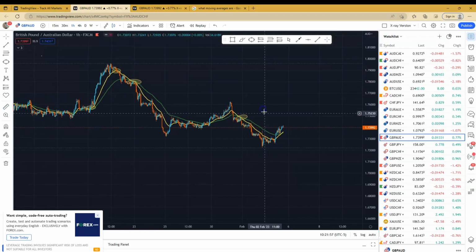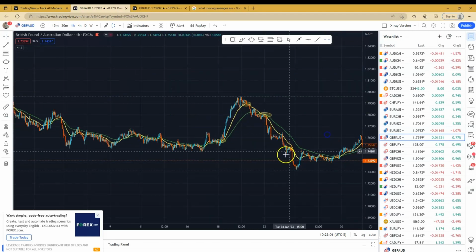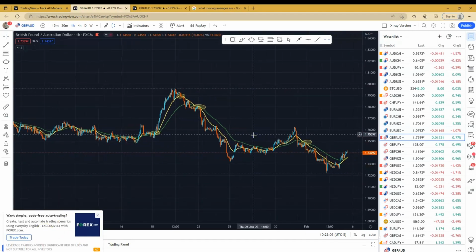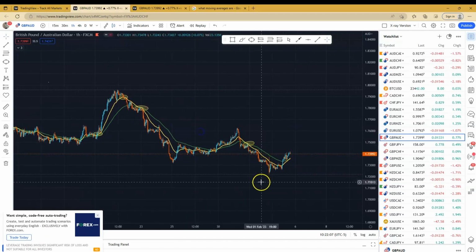267 pips. And this is GBP/AUD, guys. All right, and if I'm correct, what we're looking at here looks like another cross happening, right? This would be the beginning of a trade if the market was open. I would be looking for a buy, right? And it's just that simple.